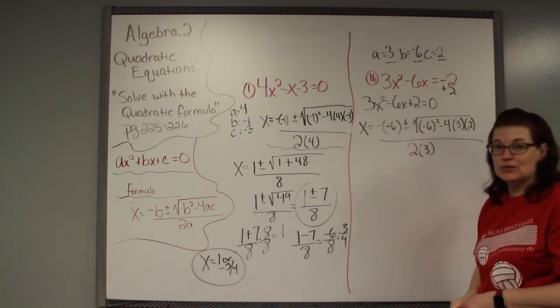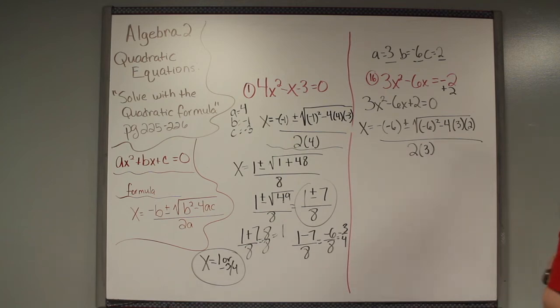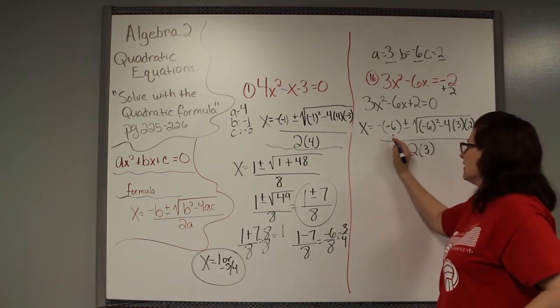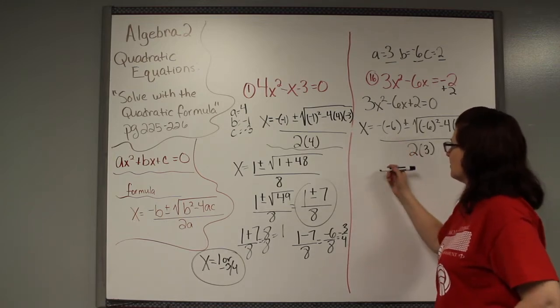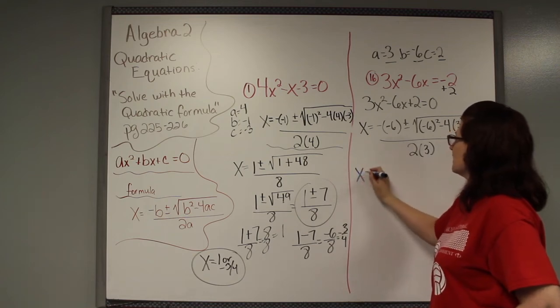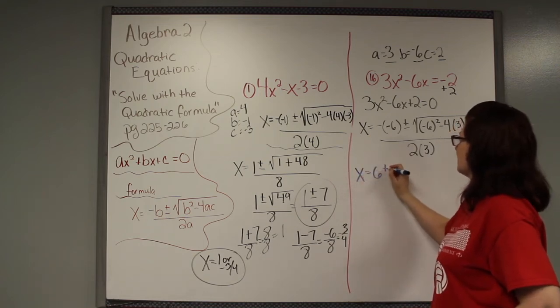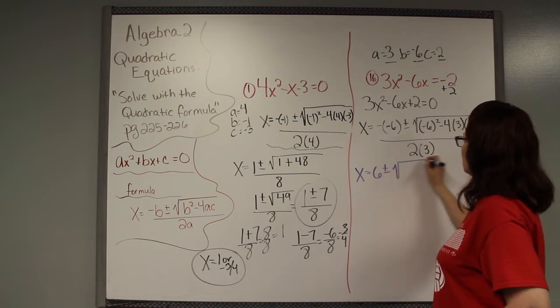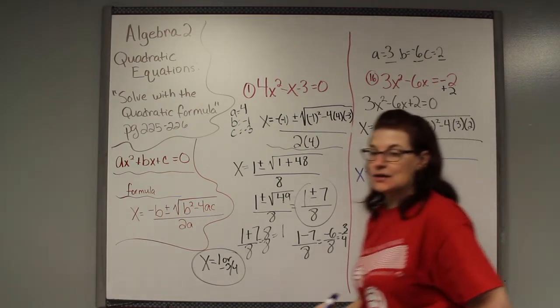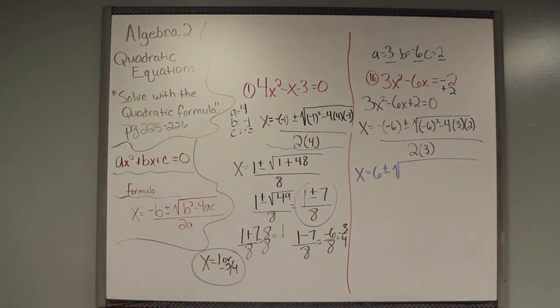My marker's running out. I'm going to switch it real quick. But once you plug it in, we just simplify. Let's try this one, see if it's any better. All right, so a negative makes a positive, so that would be x equals positive 6 plus or minus, I hope this color is showing up. Let me look real quick. Okay.